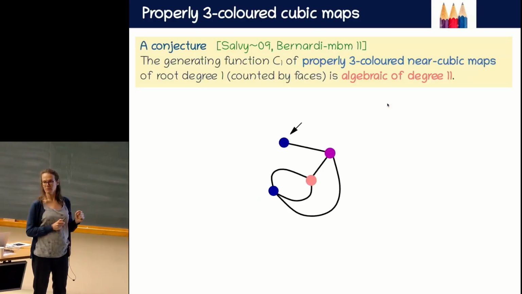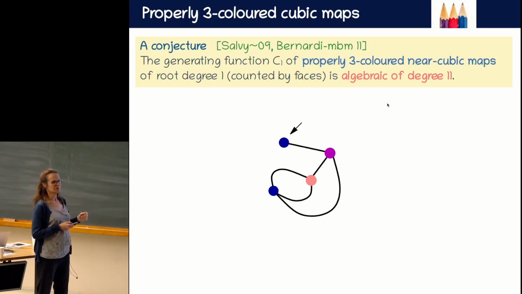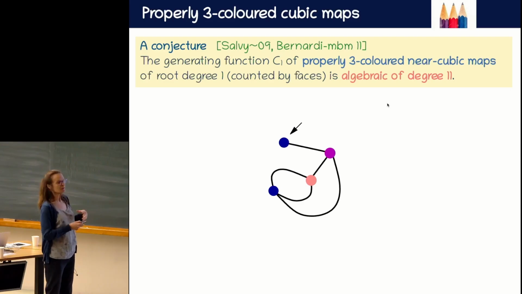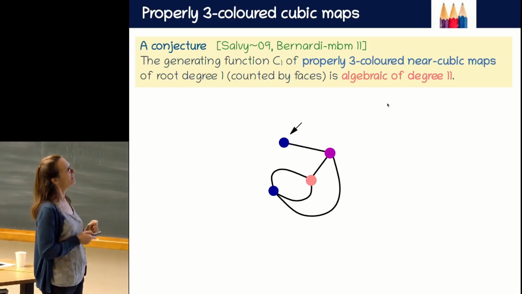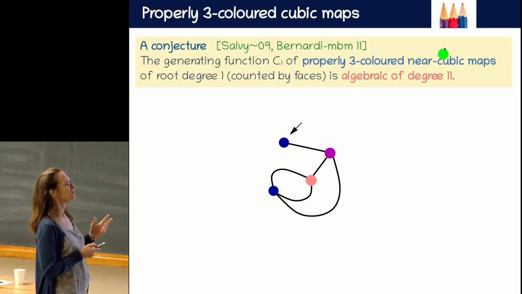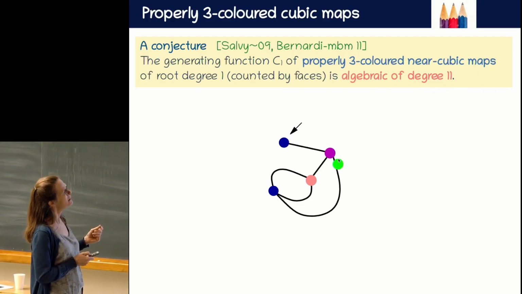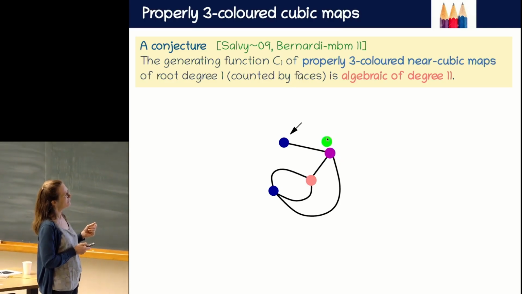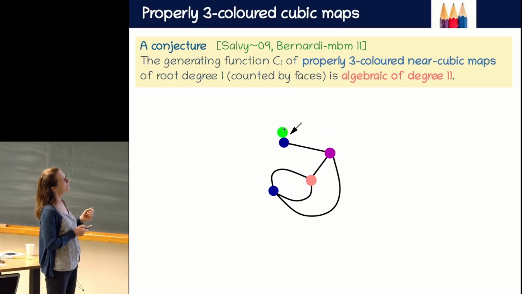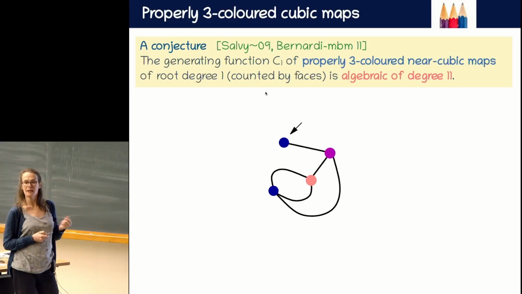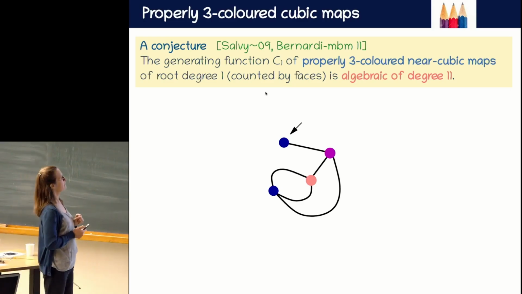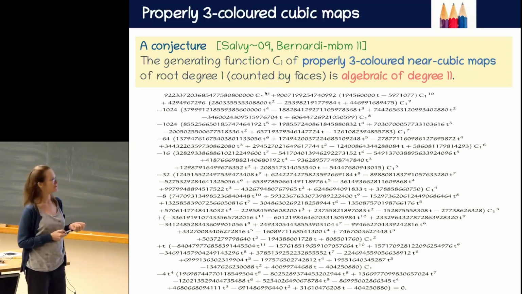And for this problem, Bruno Salvy came some 15 or 16 years ago with a conjecture saying that, apparently from the first few coefficients, it seemed that the generating function of these properly 3-colored, so it's not exactly cubic maps he looked at, but near cubic maps. So you have all vertices of degree 3 except for the root vertex, which has degree 1. And he conjectured that this series was also algebraic, but of degree 11. And this is the nice minimal polynomial that he could guess.